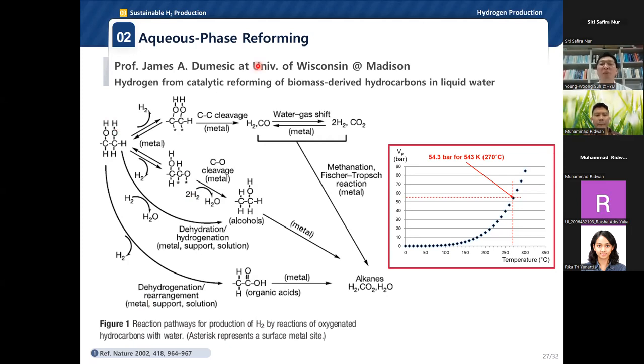for reforming. So why did Professor James Dumesic use the aqueous phase, not the steam? Because look at this vapor phase diagram over here, around 270 degrees C, the vapor pressure of water is close to 54 bar. So using a pressure above 50 bar, we can maintain the water not in the vapor phase but in the aqueous phase. So using this high pressure condition, we can change these molecules into hydrogen and also the alkane molecules.